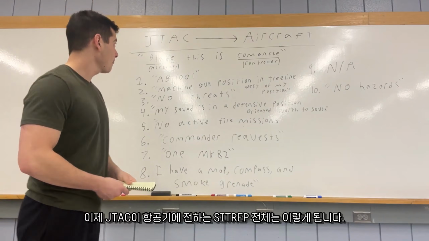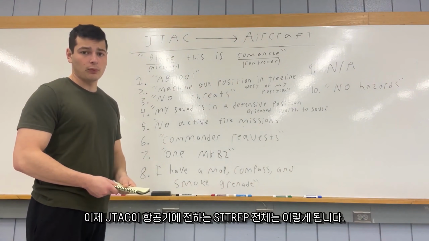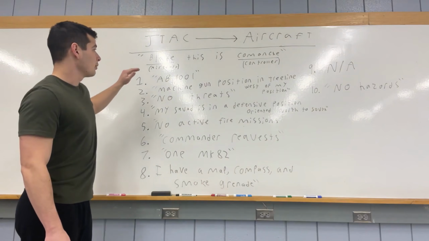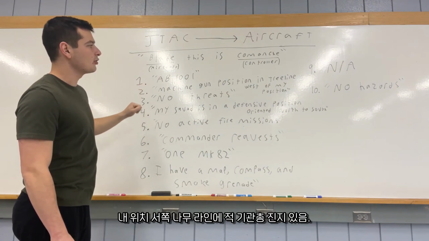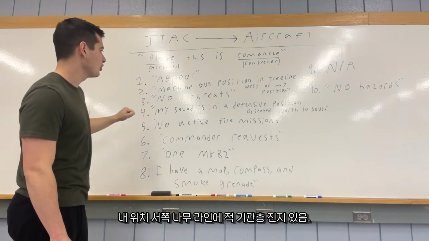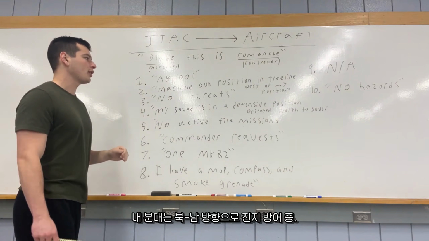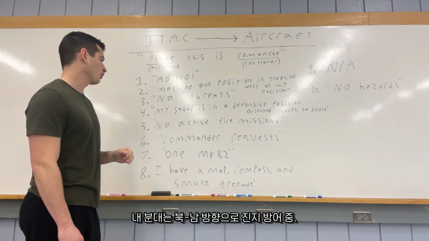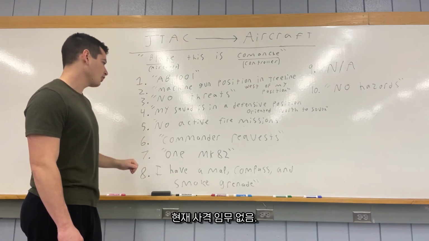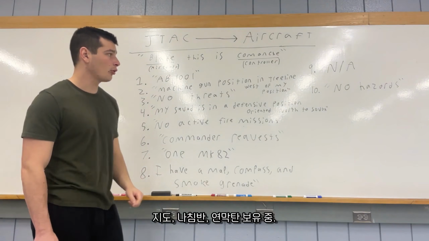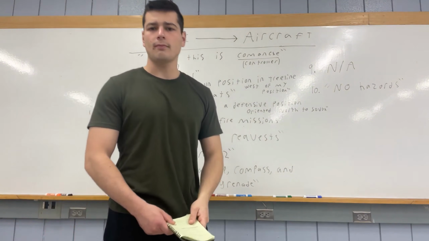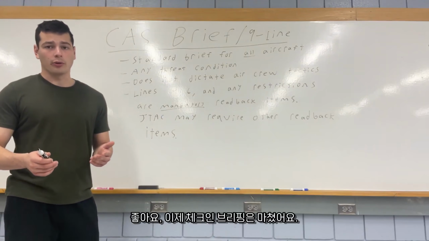So altogether, the JTAC aircraft sitrep will sound like this. Blade, this is Comanche, Alpha Bravo 1001. There's an enemy machine gun position in the tree line west of my position. No threats. My squad is in a defensive position oriented north to south. We have no active fire missions. Commander requests 1 by Mark 82 bomb. I have a map, compass, and smoke grenade. No hazards.